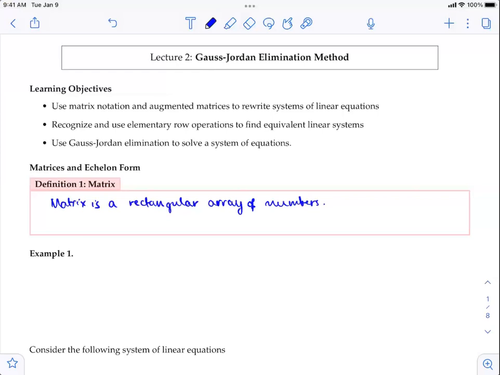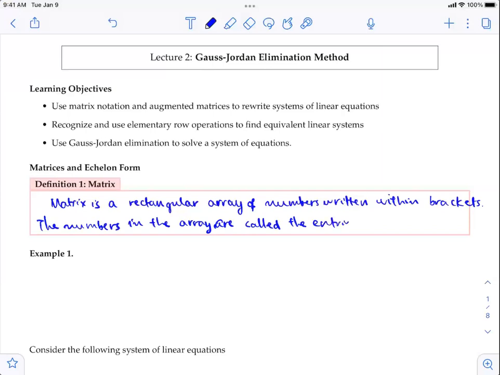written within brackets. It depends on the person who deals with matrices. You can write these numbers inside brackets, or you can write them inside parentheses. Eventually you will see that either way is fine, but for now, let's just focus on using brackets. And the numbers in the array are called the entries of the matrix.